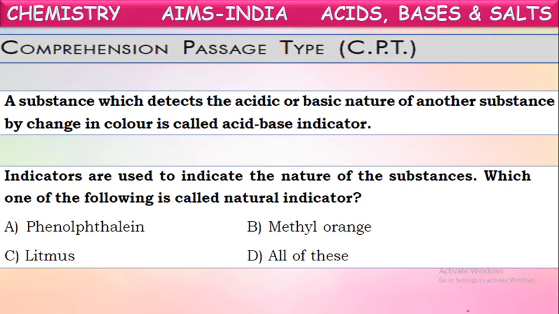Indicators are used to indicate the nature of the substances. Which one of the following is called a natural indicator? Identify the natural indicator from the given. Phenolphthalein and methyl orange are synthetic indicators. Only litmus is a natural indicator because it is obtained from a natural substance called lichen. So litmus is one of the natural indicators.